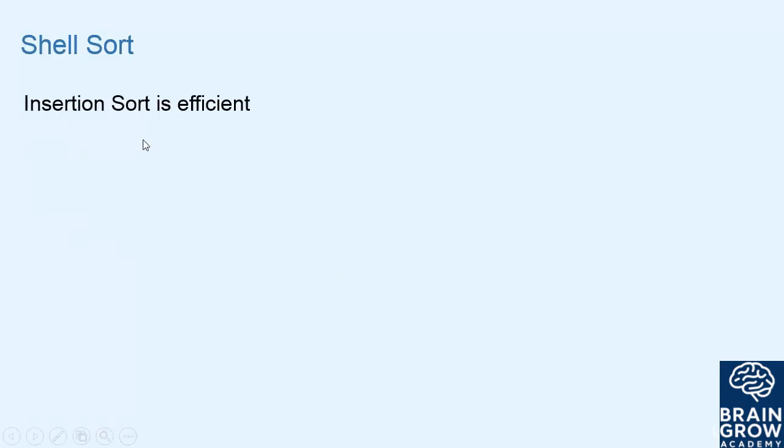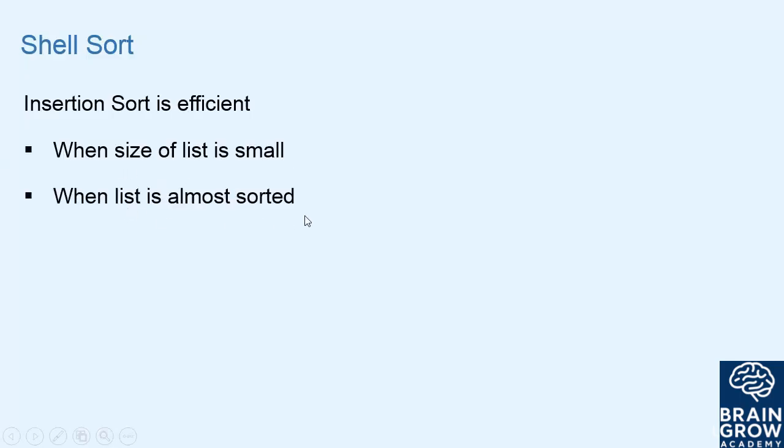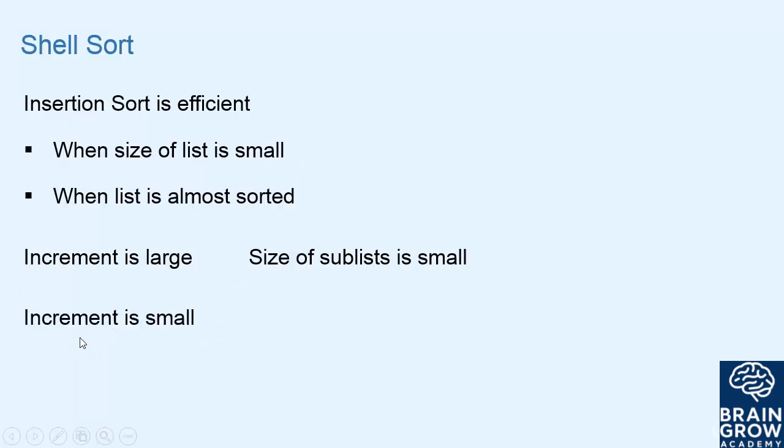We know that insertion sort is efficient when the size of the list is small and when the list is almost sorted. These 2 points are the basis of shell sort. In shell sort, when initially the increment is large, the size of sublists is small, so insertion sort on those sublists is efficient. When in the final passes the increment becomes small, the size of sublists increases, but then also insertion sort is efficient on the sublists because those sublists are almost sorted.